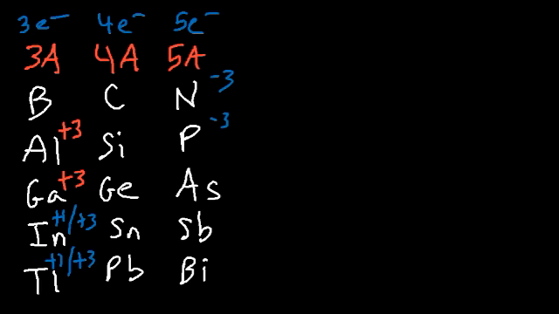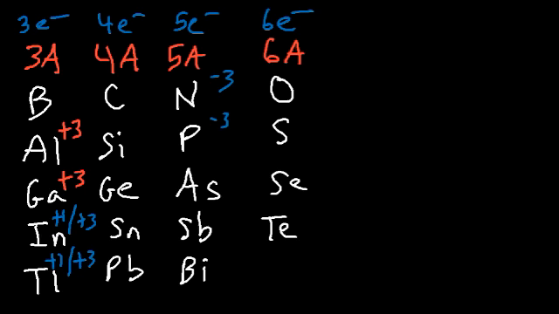The next group, group 6A or group 16, these elements have 6 valence electrons, and they like to form ions with a -2 charge. Negatively charged ions are known as anions. So we have oxygen, sulfur, selenium, tellurium, and polonium. These are known as the chalcogens.